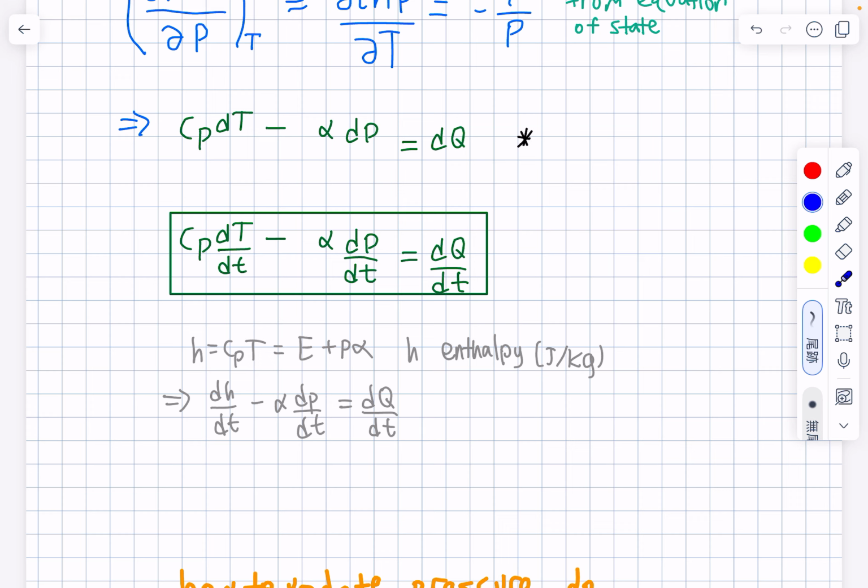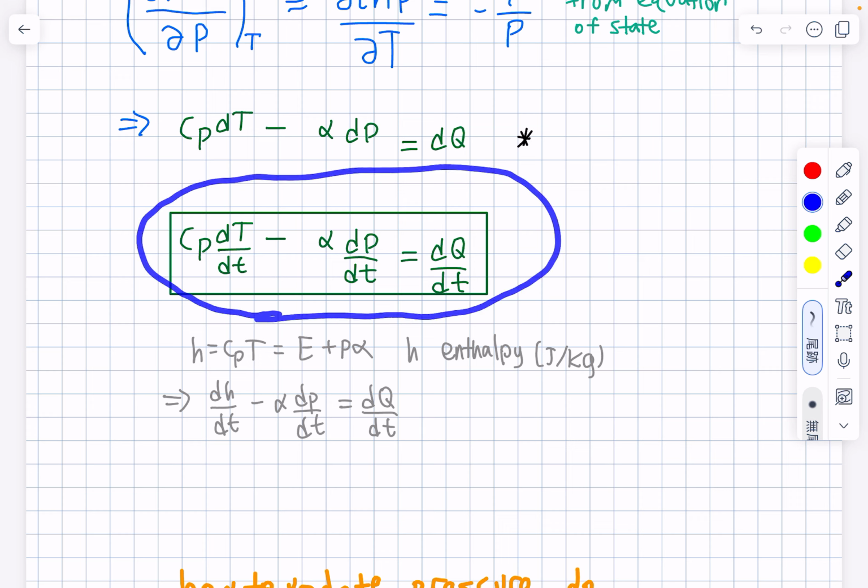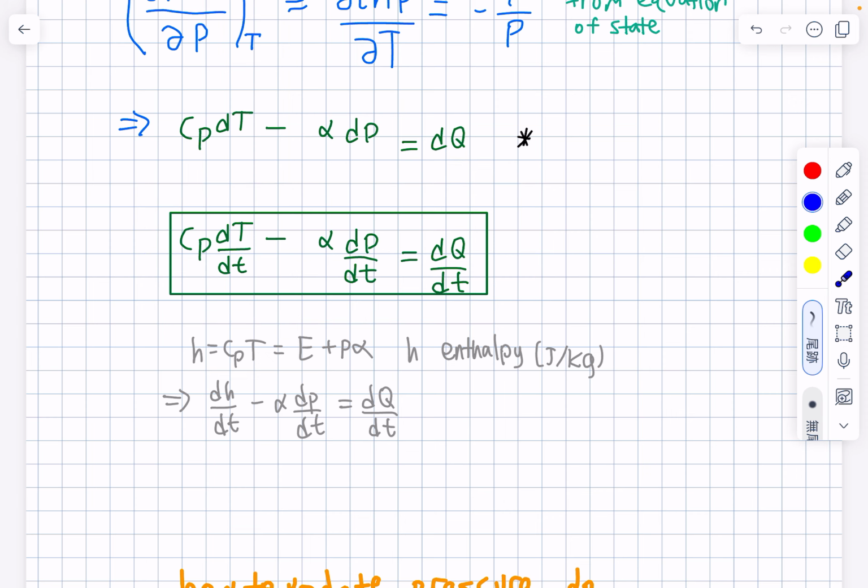So this equation tends to be used over the previous temperature tendency equation that we just learned. And so we will discuss that in the next video.